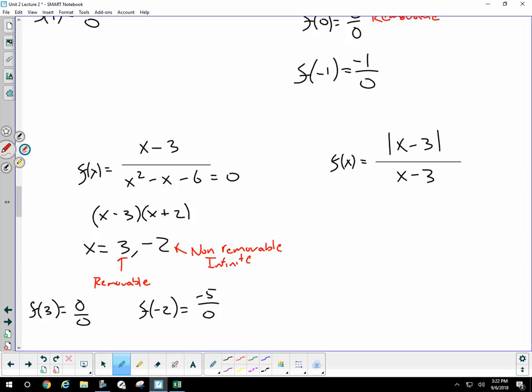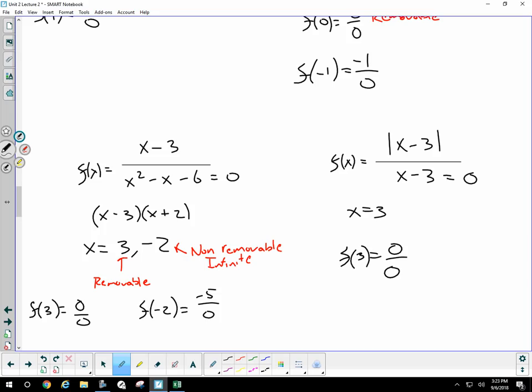All right, we got two. One's removable, one's not. Well, now I get to this one. It's the absolute value of x minus 3 over x minus 3. We set the denominator equal to 0 and I get x equals 3. And if I plugged in 3, I get 0 over 0.